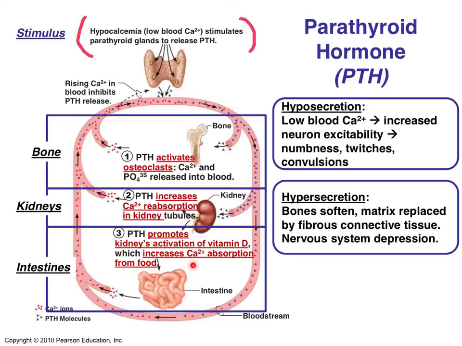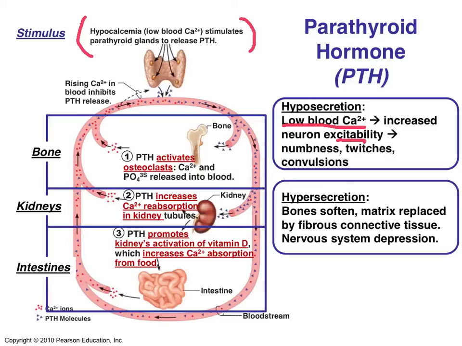If parathyroid hormone levels get too low, you see a drop in blood calcium levels. Low levels of calcium actually increases the permeability of neurons to sodium. So, when you have low levels of calcium, your nervous system becomes much more excitable. You see numbness, twitches, convulsions.